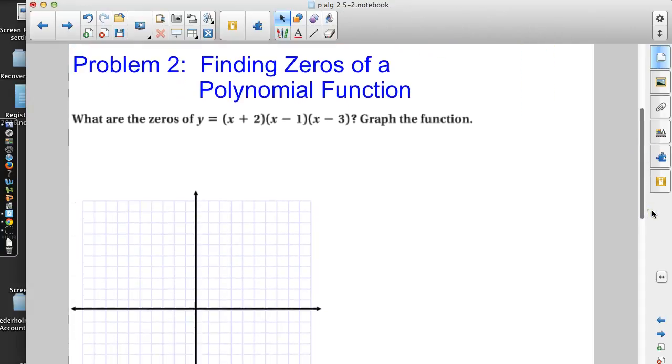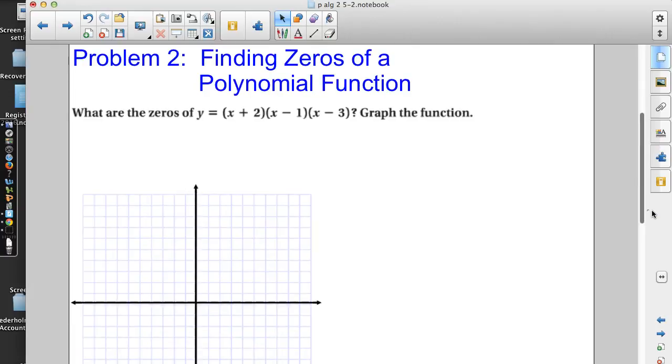Alrighty, this one says, what are the zeros of (x plus 2)(x minus 1)(x minus 3)? And graph the function. Well, it's not hard to do, except I'm going to take you away from a step that's going to show a little maturity in your math right now. And that would be, we're not going to write it that way anymore. Here's why. That's a great baby step to get you where you need to go, but it's actually wrong.